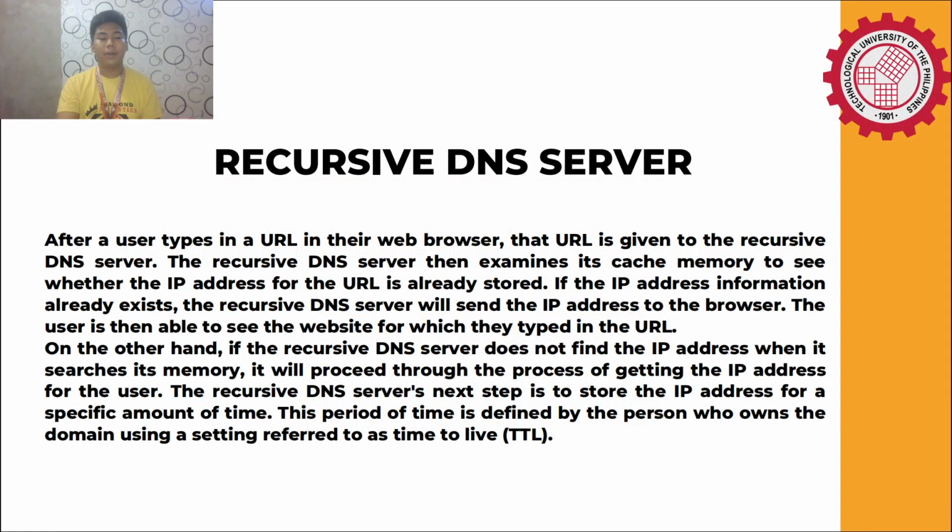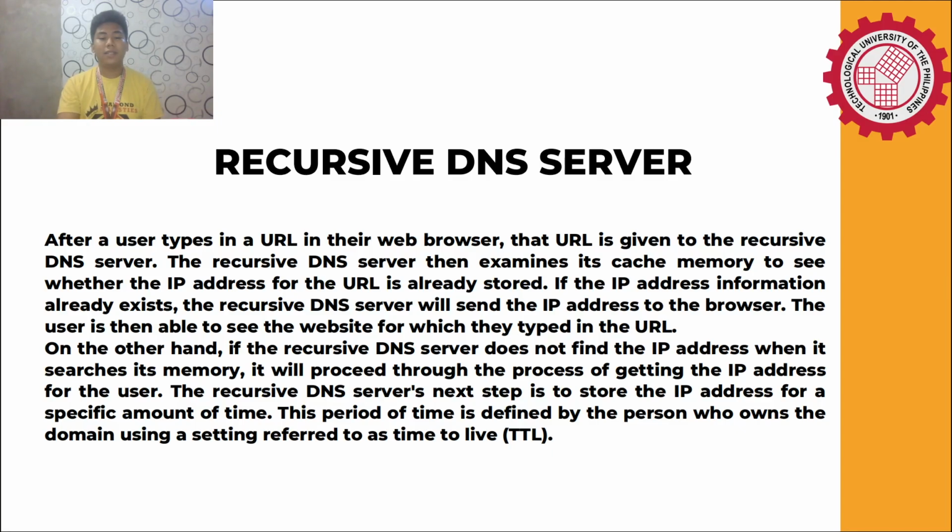Recursive DNS server. After a user types in a URL in their web browser, that URL is given to the recursive DNS server. The recursive DNS server then examines its cache memory to see whether the IP address for the URL is already stored. If the IP address information already exists, the recursive DNS server will send the IP address to the browser. The user is then able to see the website for which they typed in the URL. On the other hand, if the recursive DNS server does not find the IP address when it searches its memory, it will proceed through the process of getting the IP address for the user.